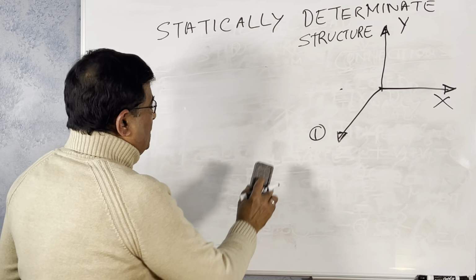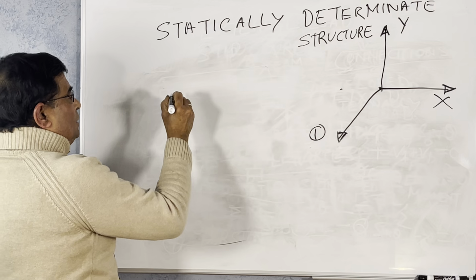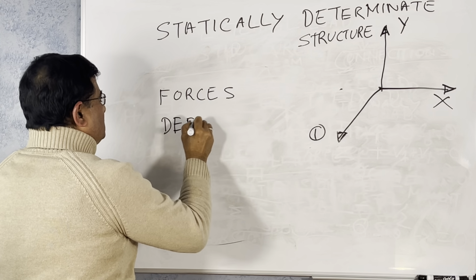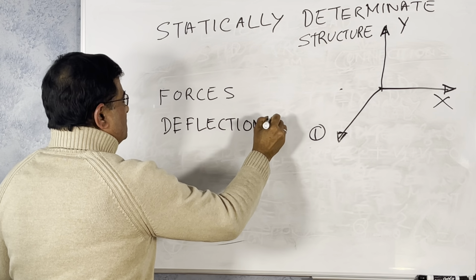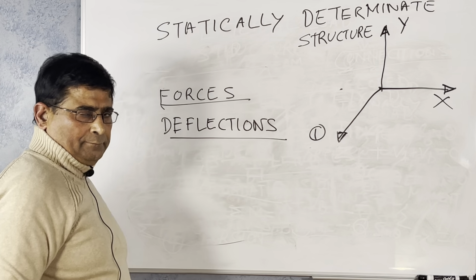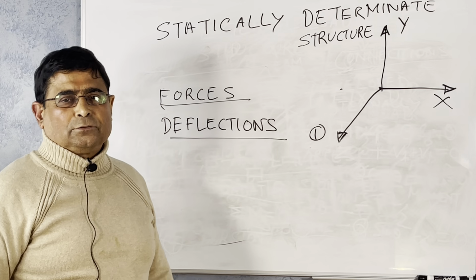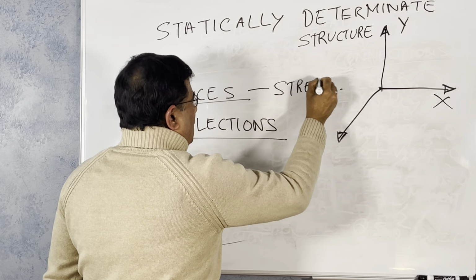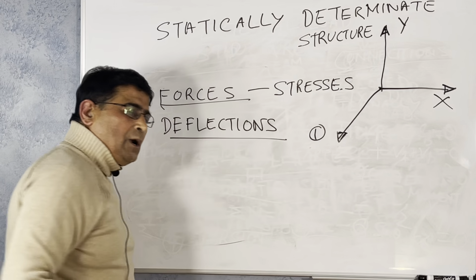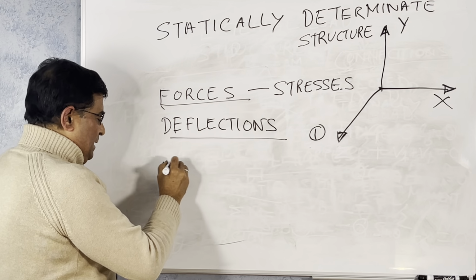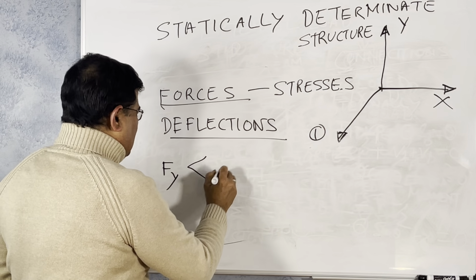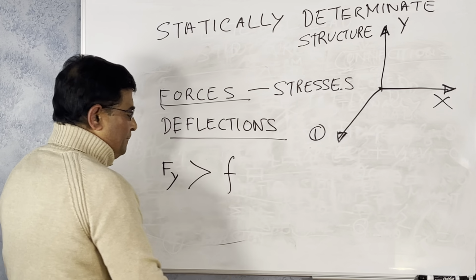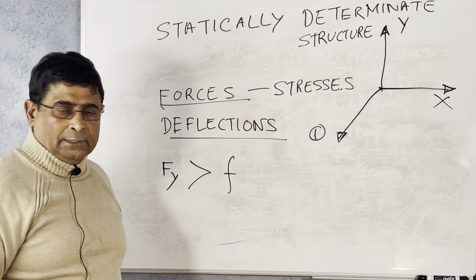Now, another thing is that, as I told you, we have to find out the forces and deflection. These are the two very important things we have to find out when designing the structure. To find these two, forces means stress. Why is the stress required? Stress is always less than the yield stress. I discussed that. Our stress developed should always be less than Fy. This is the yield stress.